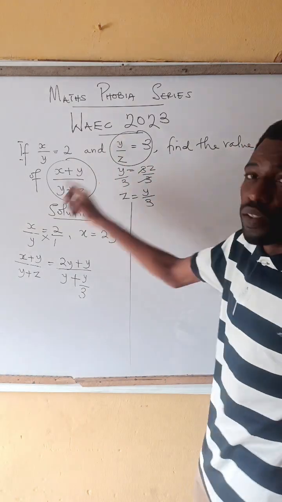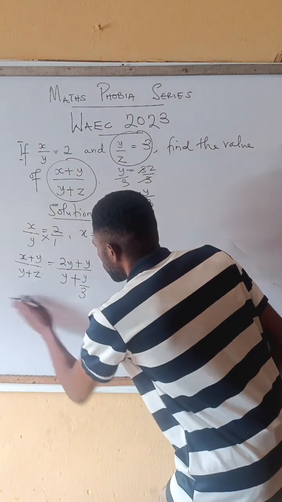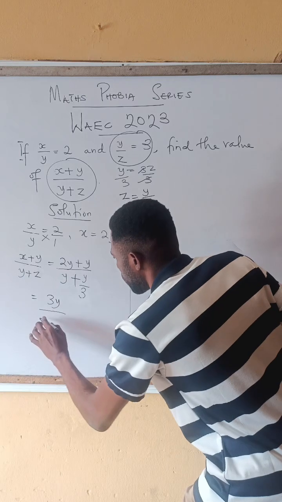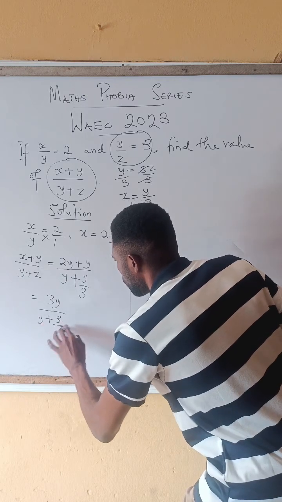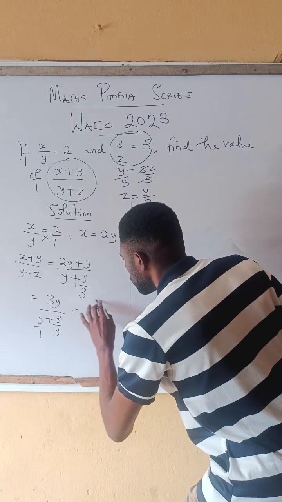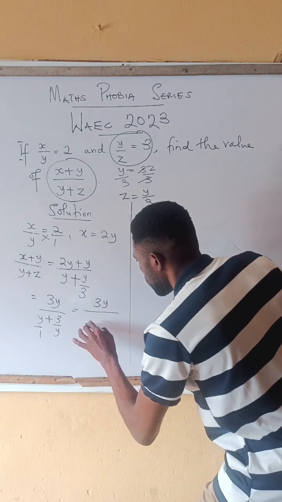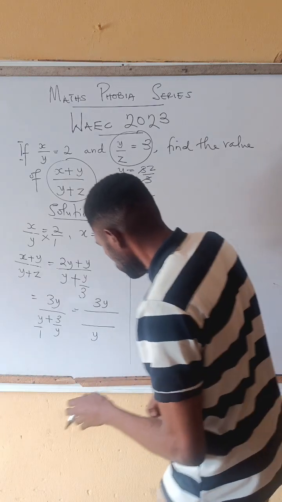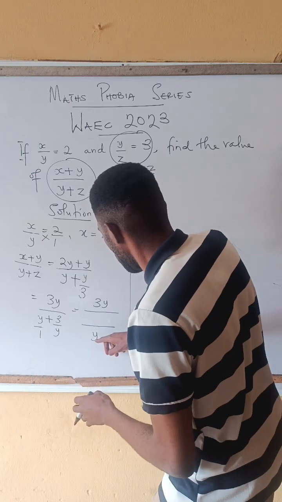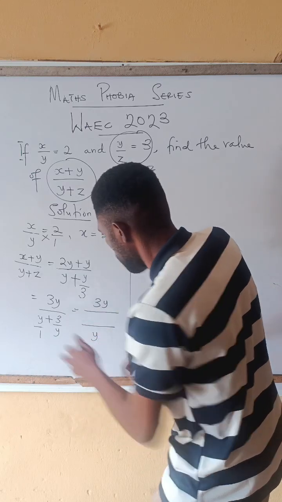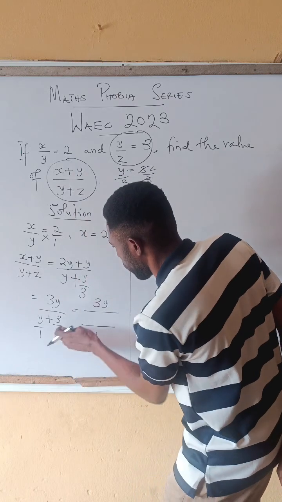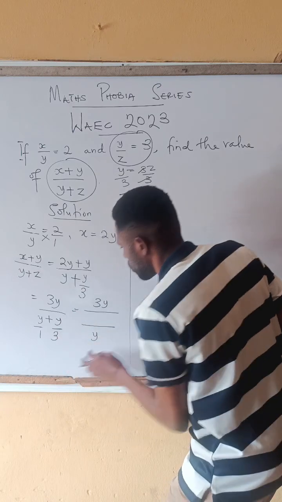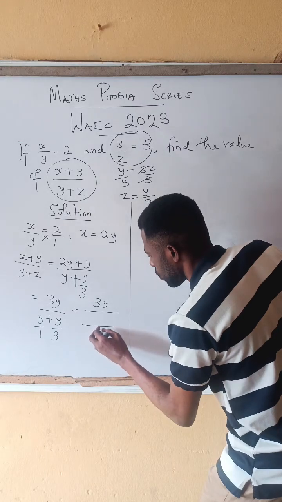Because they say we should find the value. So what do we have? 2y plus y, we have 3y over, we can solve this with LCM. y plus y over 3. Sorry, LCM. Okay, y plus y over 3. Sorry, we wrote y over 3. So LCM is not going to be y, it is going to be 3.